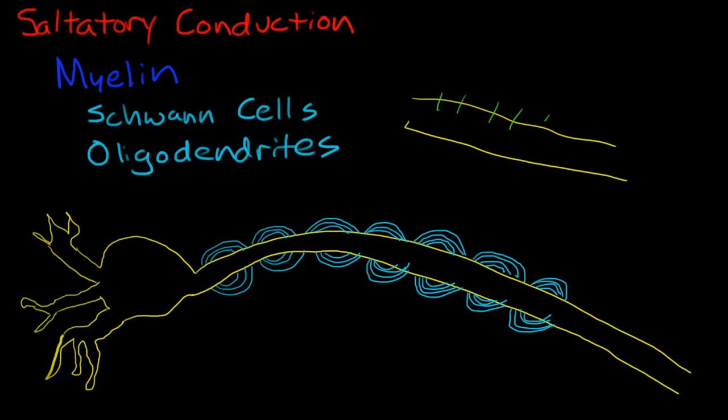With an unmyelinated axon, an action potential is propagated by the sequential opening of voltage-gated sodium channels. So, the sodium ions rush in here. This becomes positive. This becomes negative. That opens up the next one. The sodium ions rush in here. This becomes positive. This becomes negative. This opens up the next one, and the next one, and the next one.